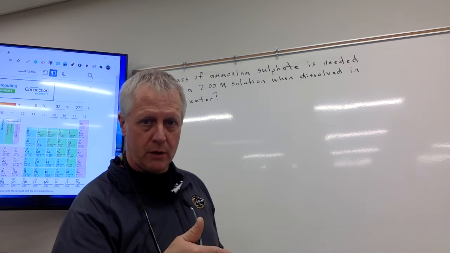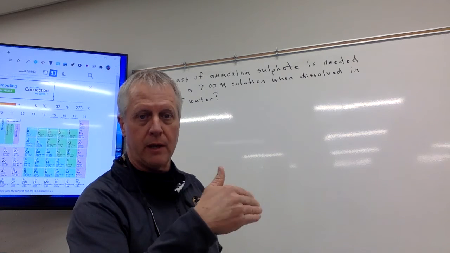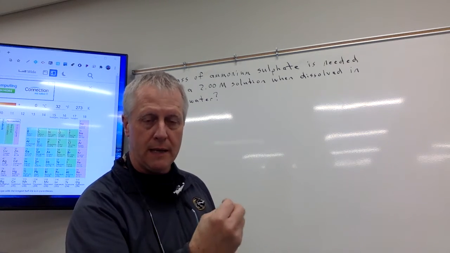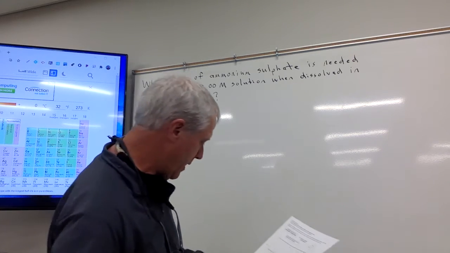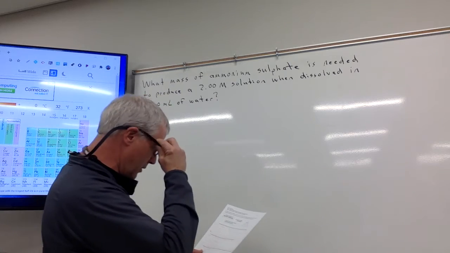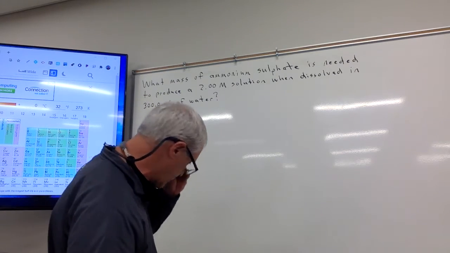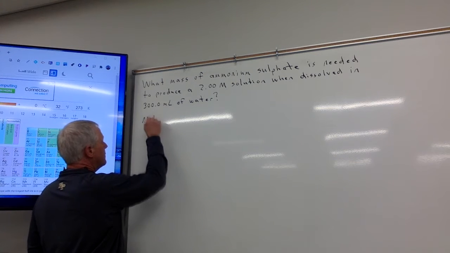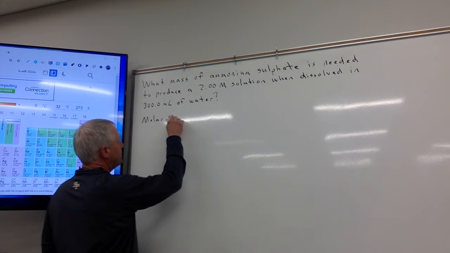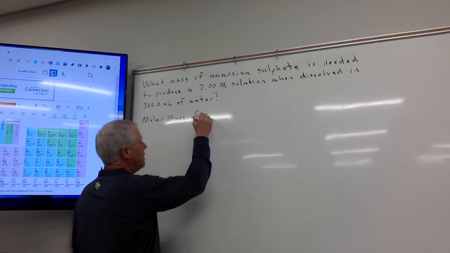But what we know about the equation is that molarity is moles per liter. So we need to find the number of moles first and then convert back to mass from there. Okay, so let's find the molar mass of ammonium sulfate first. Molar mass of ammonium sulfate.